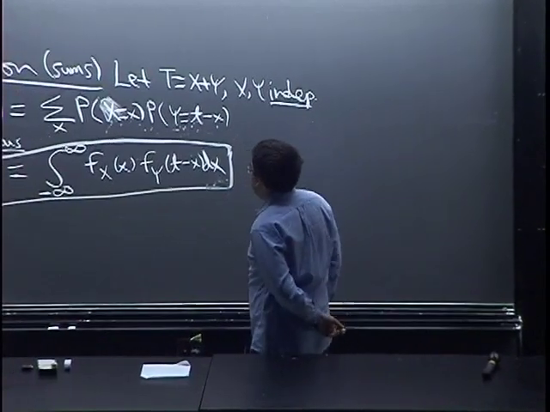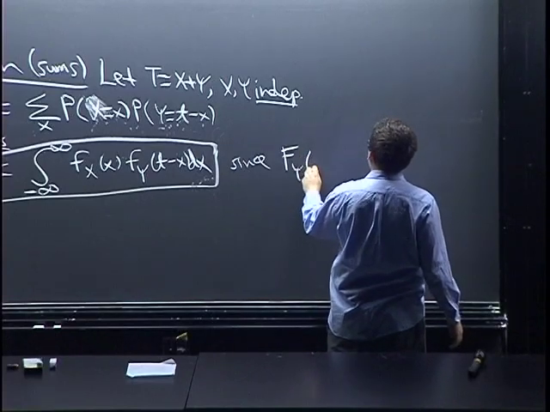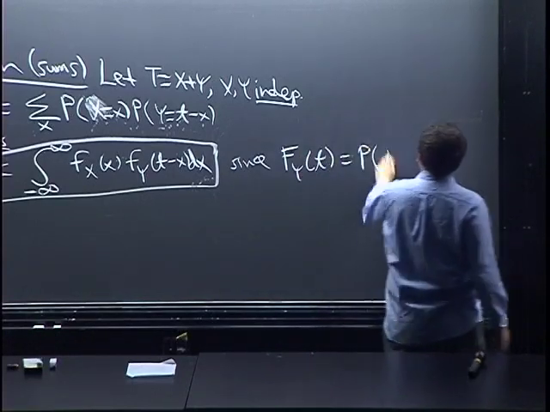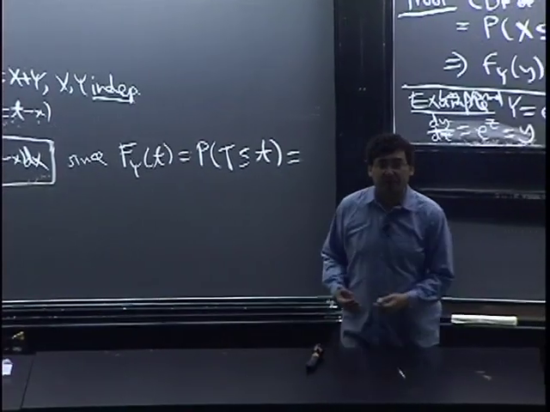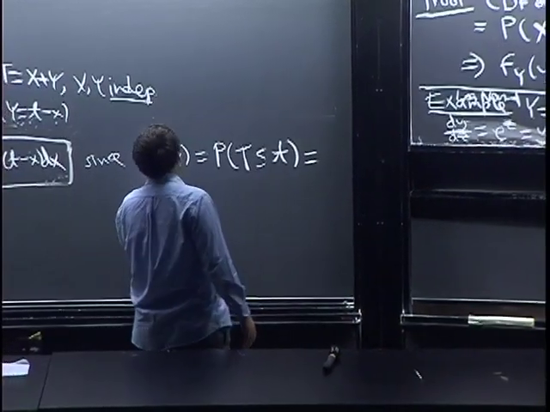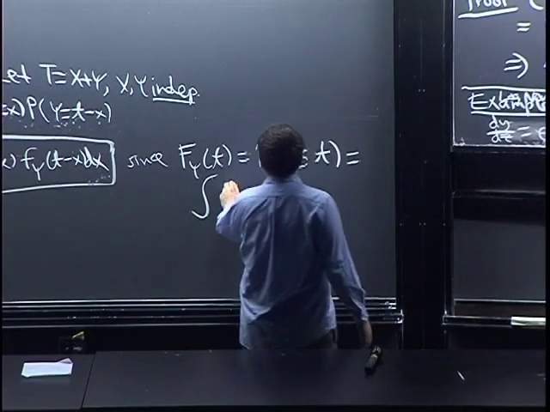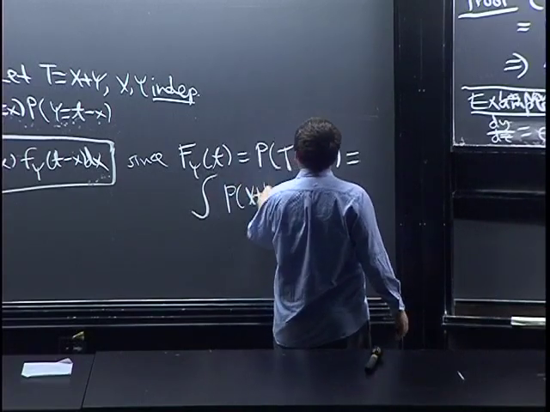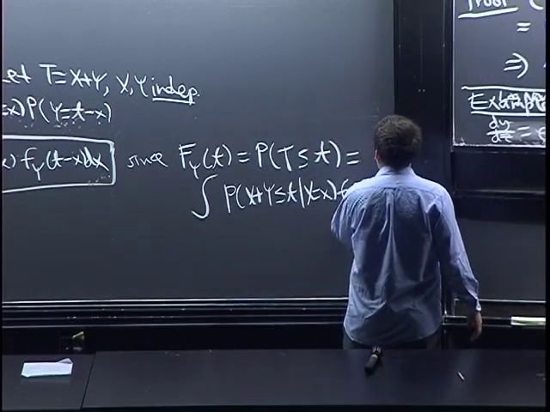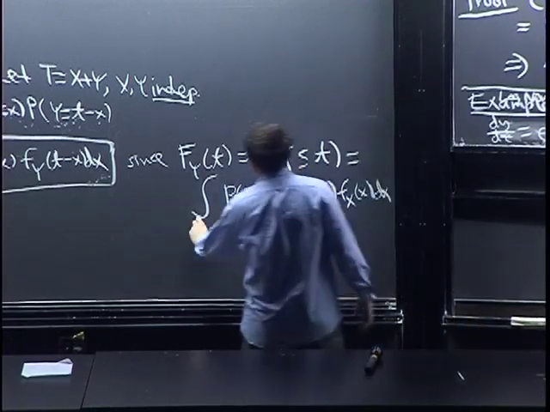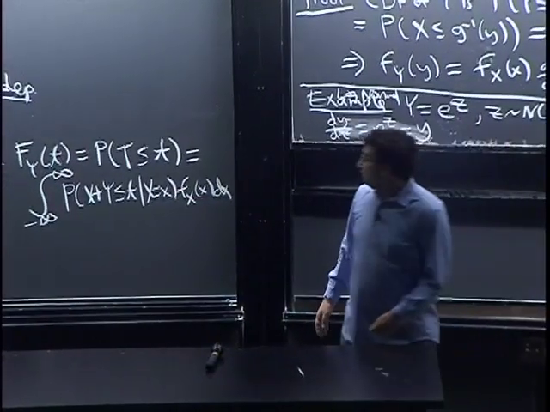Probably the simplest way would be to take the CDF. Let's do the CDF, take the derivative, and get the PDF. Okay, so what's the CDF? Well, for the CDF, let's use the continuous law of total probability. So we're integrating the probability that X plus Y is less than or equal to little t given X times the PDF of X. This is one way to do it. There are other ways to do this calculation, but I like this one.